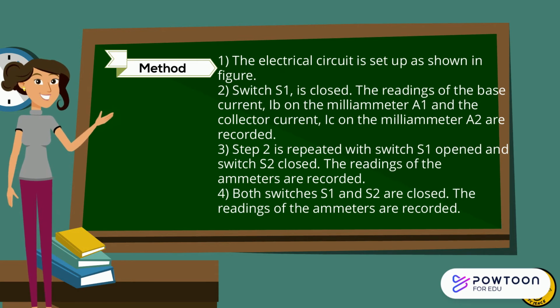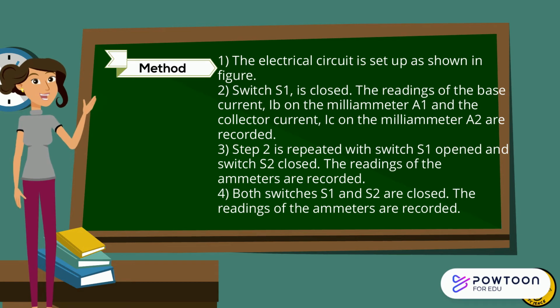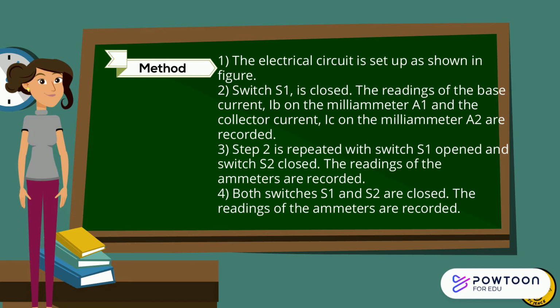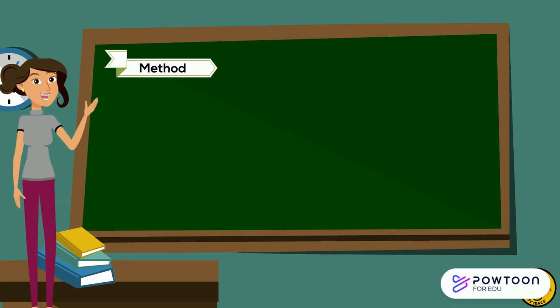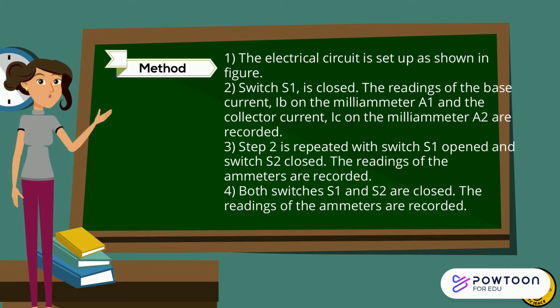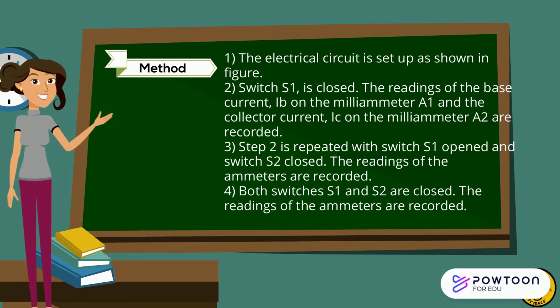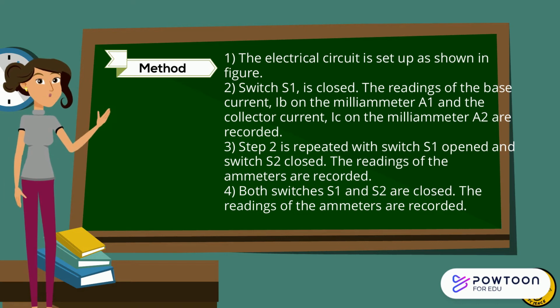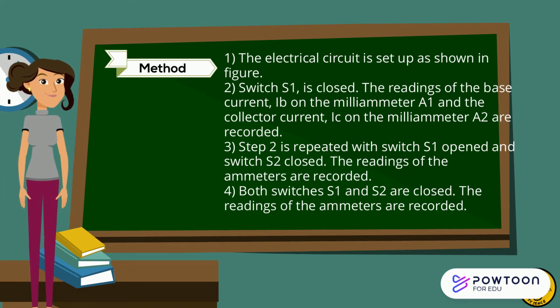The electrical circuit is set up as shown in the figure. Switch S1 is closed. The readings of the base current IB on the milliammeter A1 and the collector current IC on the milliammeter A2 are recorded. Step 2 is repeated with switch S1 open and switch S2 closed. The readings of the ammeters are recorded. Both switches S1 and S2 are closed. The readings of the ammeters are recorded.